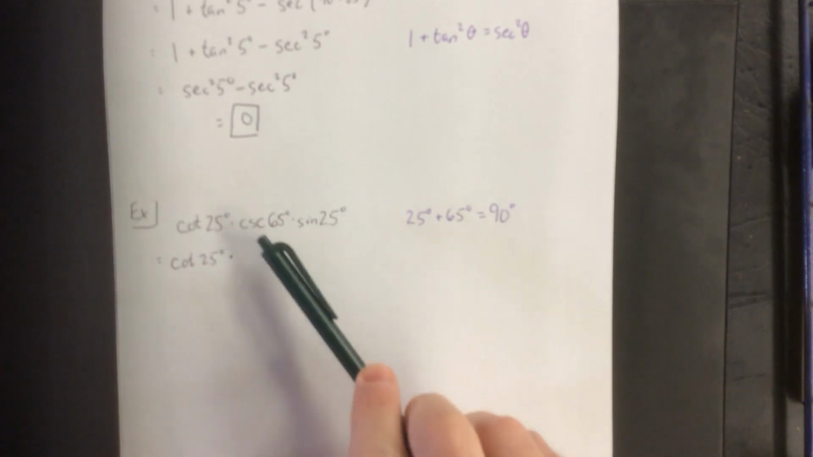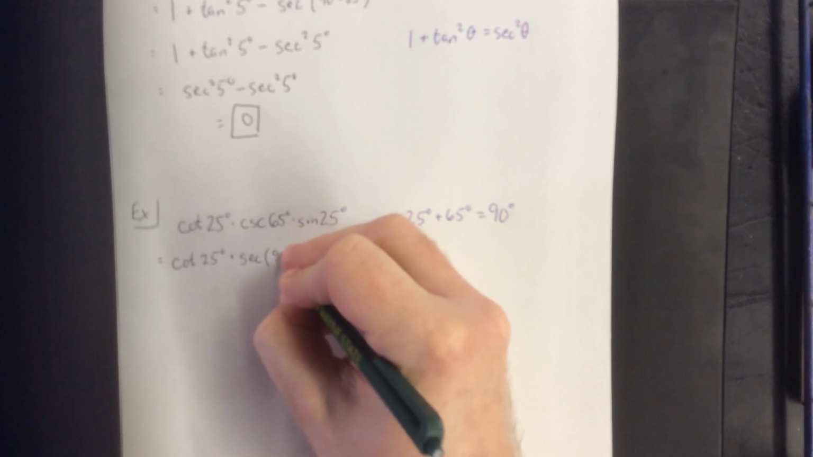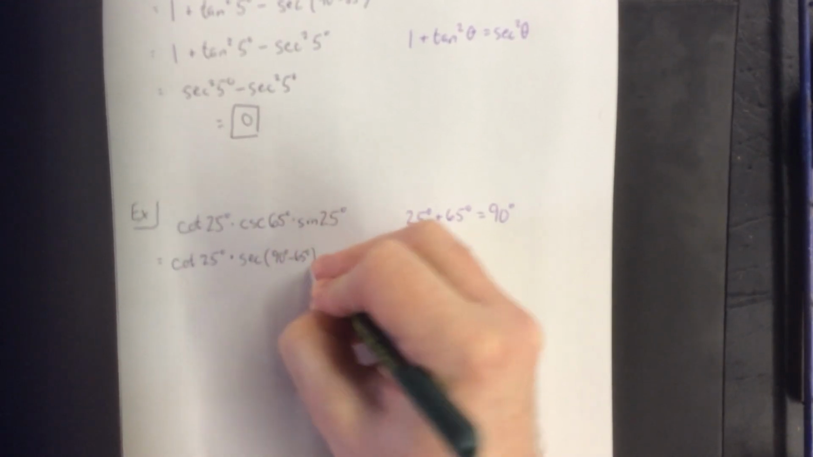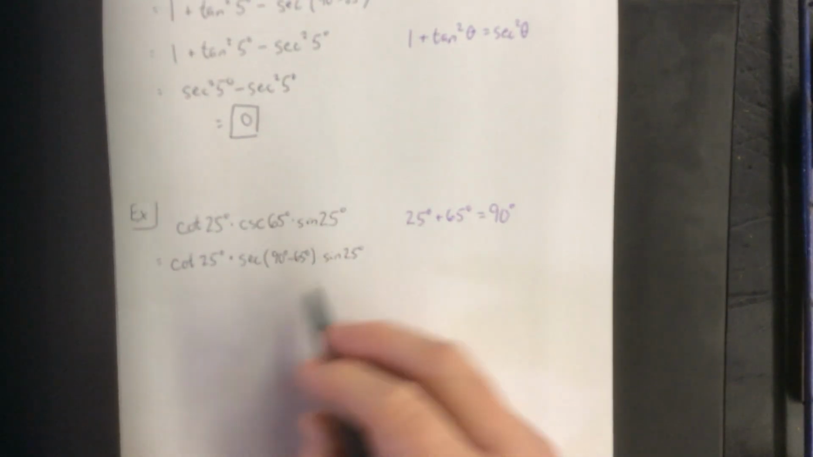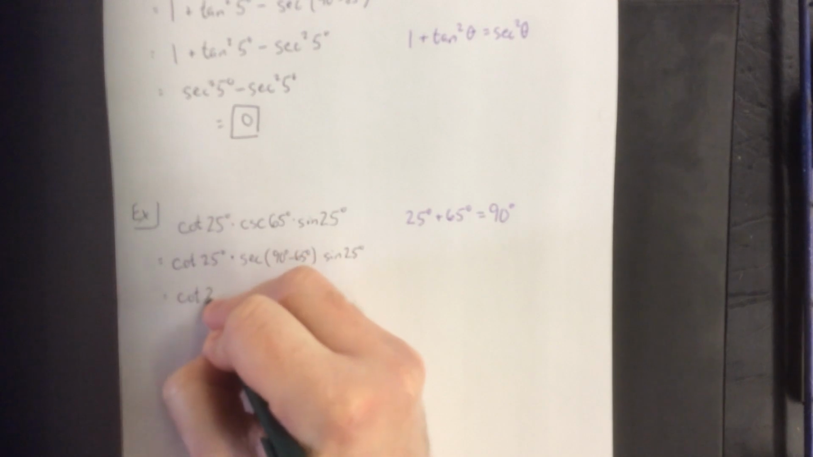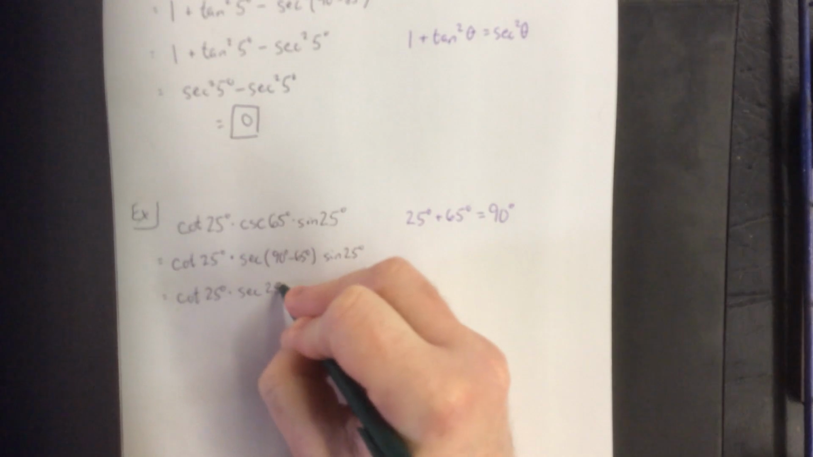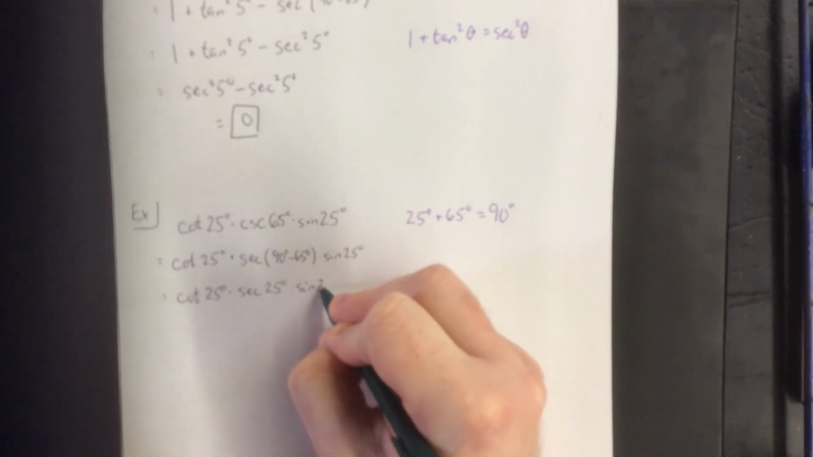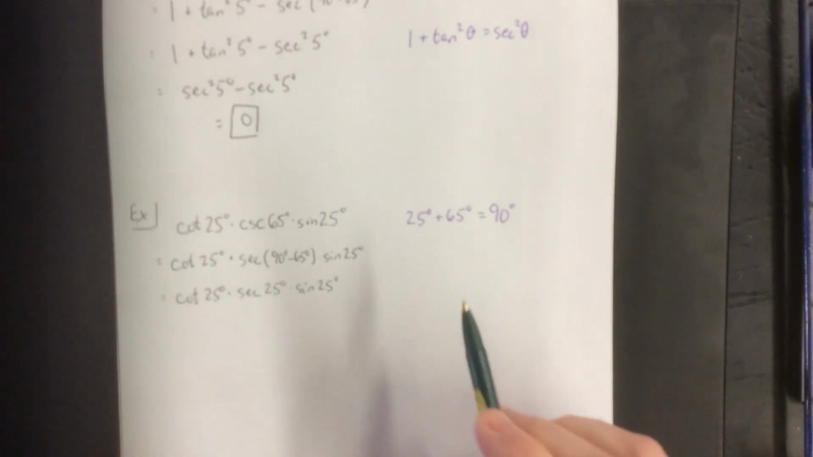The cofunction of the cosecant would be the secant. Just take the co away. And this would be 90 degrees minus 65 degrees. And then sine of 25 degrees. So simplifying that angle, we will get the cotangent of 25 degrees times the secant of 25 degrees times the sine of 25 degrees. Now everything is in terms of the same angle. Next thing I want to do is check to see if there are any squares present. There are no squares present, which means that we can proceed to express everything in terms of the sine and the cosine.